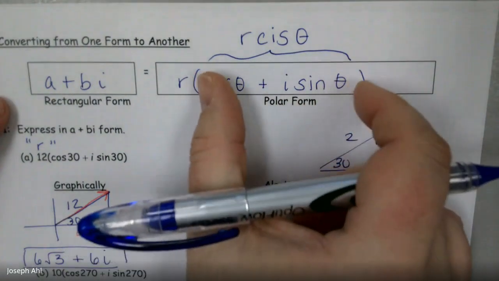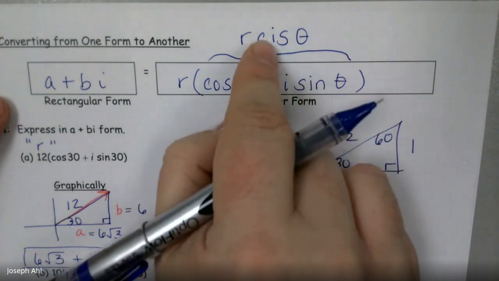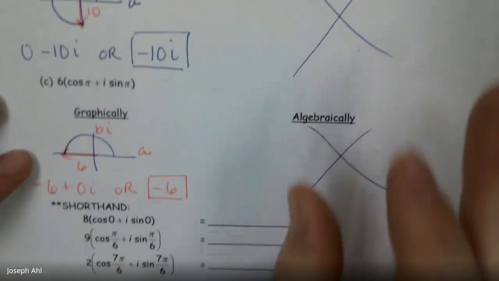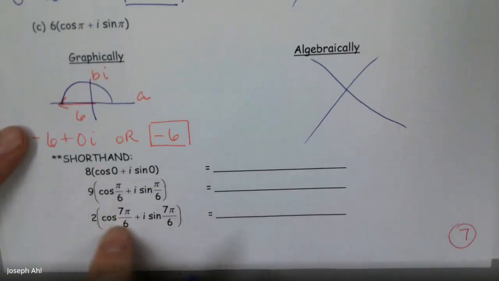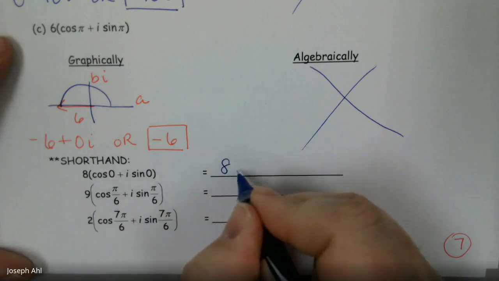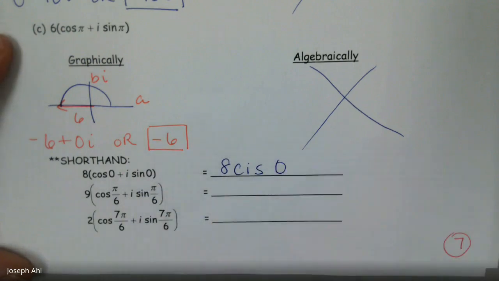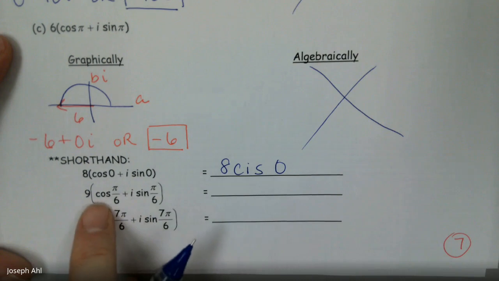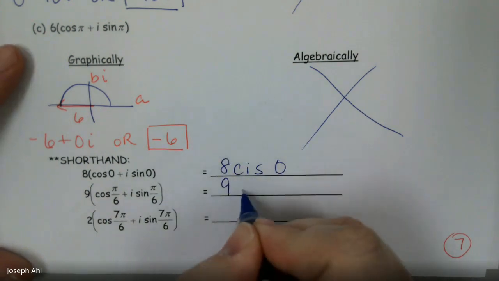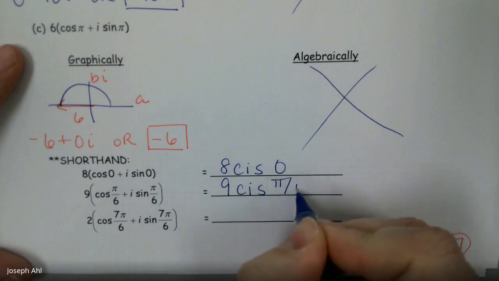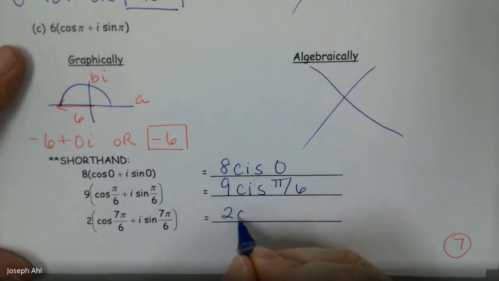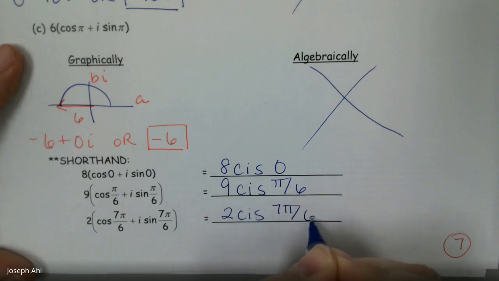So if we abbreviate the inside as cis, so cis would stand for cosine plus i sine, that might just be a shorthand version of writing this expanded form out every time. So for example, this first one would just be 8 cis 0. And 9 cos pi over 6 plus i sine pi over 6 is 9 cis pi over 6, same thing. Last one being 2 cis 7 pi over 6.